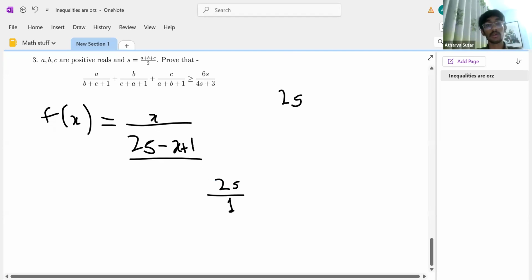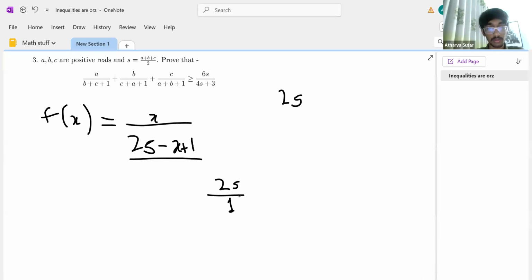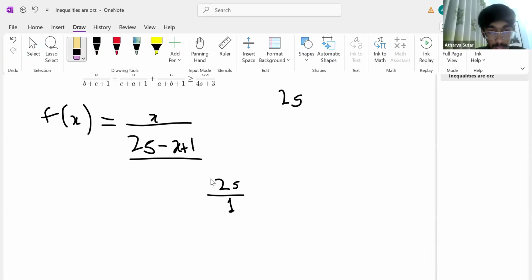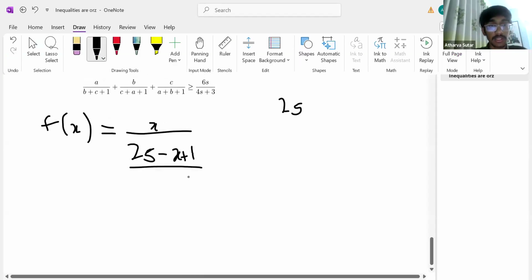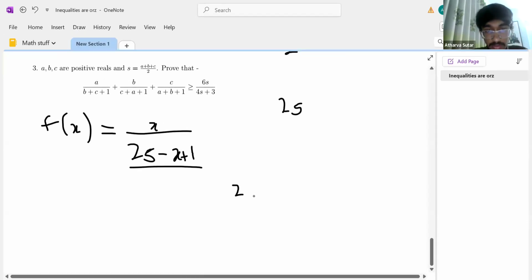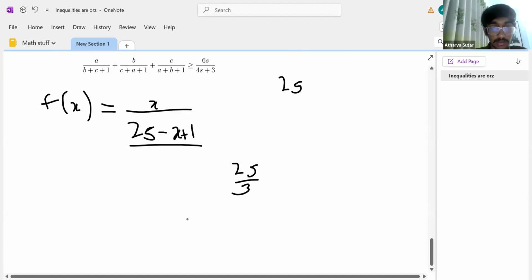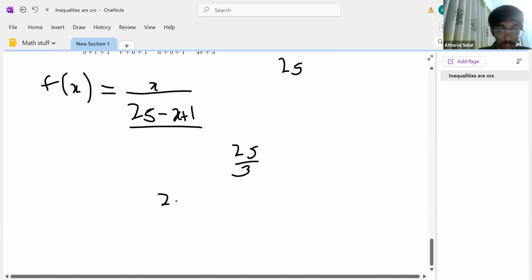Substitute 2s upon 1 by 3. Okay, sorry, my bad. So the average of a, b, and c would be 2s by 3. And if you substitute that in the function, you would get something like this.